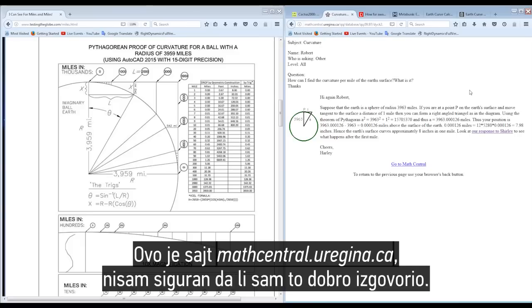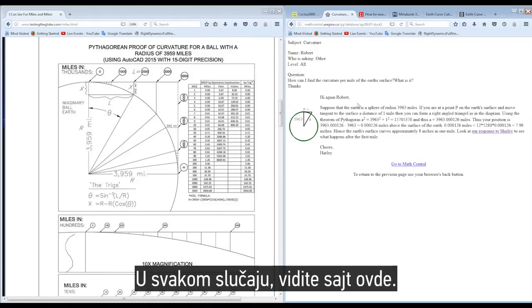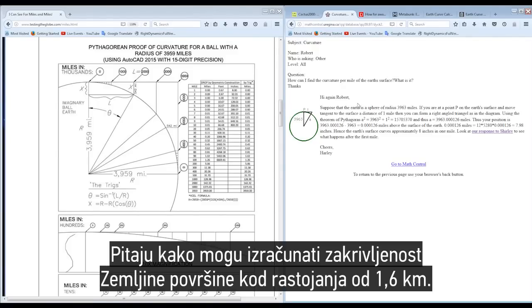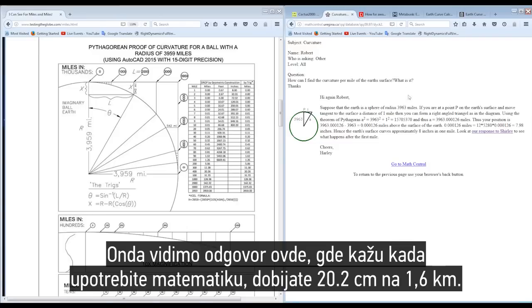This is a website called mathcentral.euregina.ca. I'm not sure if I pronounced that right, but whatever. Anyway, you see the URL here. They're talking about how to find the curvature per mile of the Earth's surface, and they give an answer right here. After you do all the long form math, it ends up being 7.98 inches, or like we said, everybody's just rounding it up to 8 inches per mile.